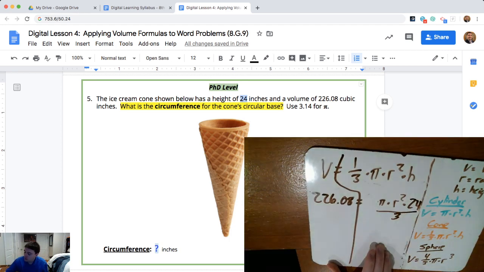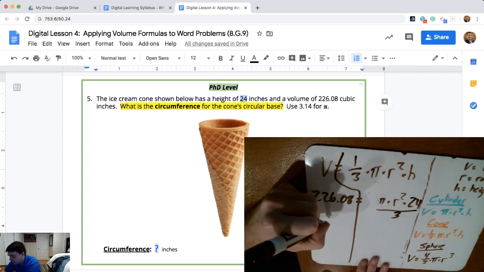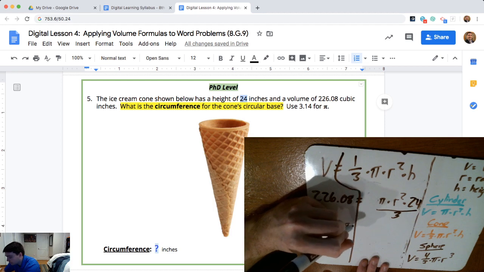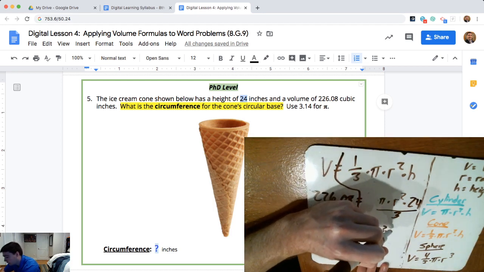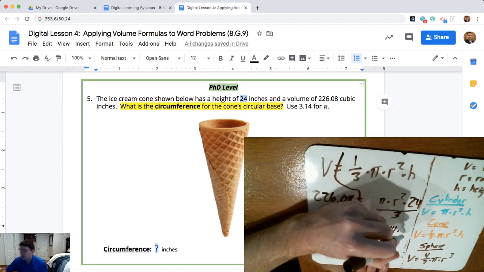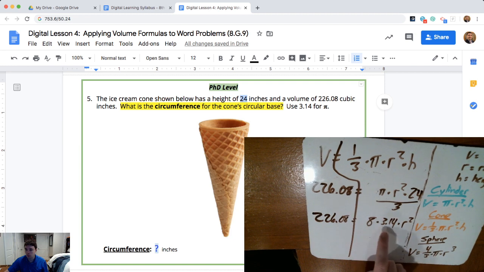And I know that 24 divided by 3, or 24 times 1/3, is going to give me 8. So it becomes 8 times 3.14 times radius squared. When I did 24 times 1/3, that gave me 8. I switched pi over to 3.14.